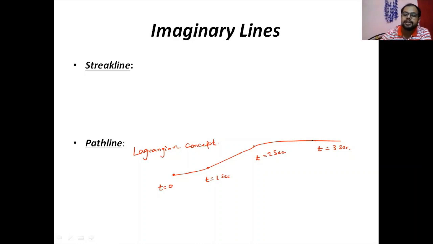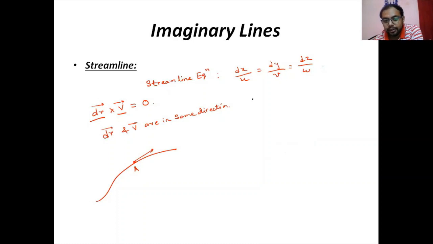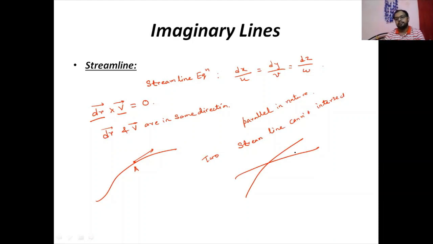What is the basic difference between pathline and streamline? We come back to the streamline again. Better to write it: two streamlines cannot intersect. Because if you say that two streamlines are intersecting at a point, streamline 1 and streamline 2 both intersecting there, assume. About streamline 1, the velocity component is in this direction, and about streamline 2, the velocity is in another direction. So one point having two different velocity directions is not possible. So two streamlines cannot intersect each other.